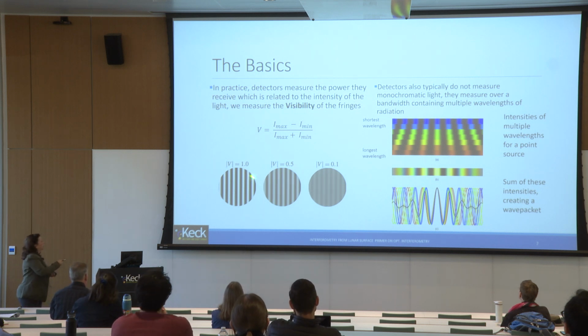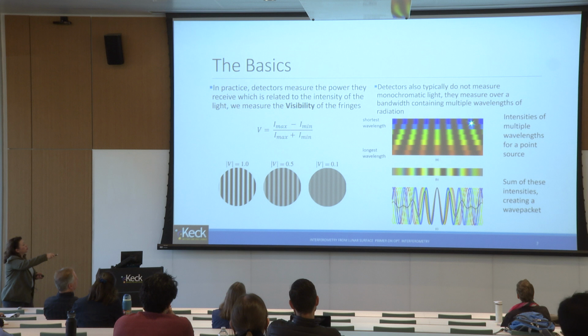So we have visibility here. This is an example of a full visibility or full contrast fringes, and this is very low contrast fringes. Also, we're not looking at one color of light, we're looking at multiple colors of light typically, and so your shortest wavelengths will have closer spacings than the longest wavelengths, but your detector doesn't know the difference between the different colors of light that it's looking at, it's just receiving light.